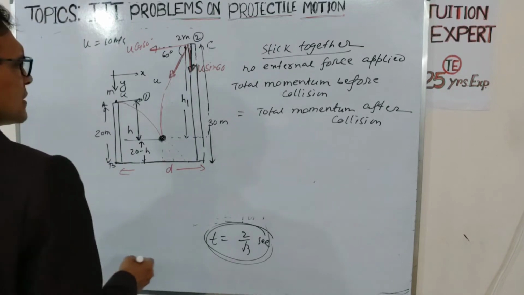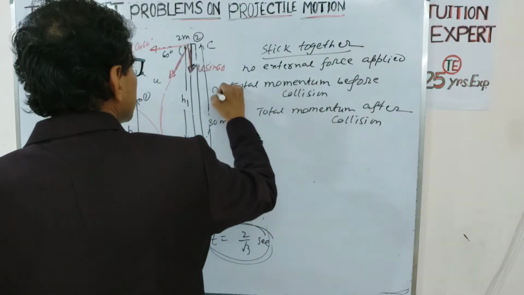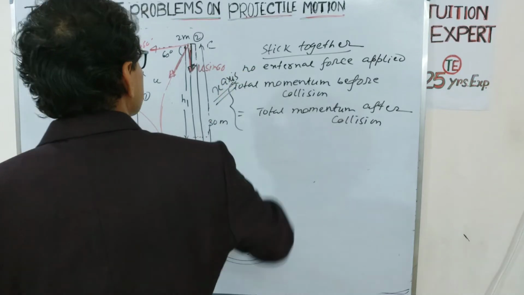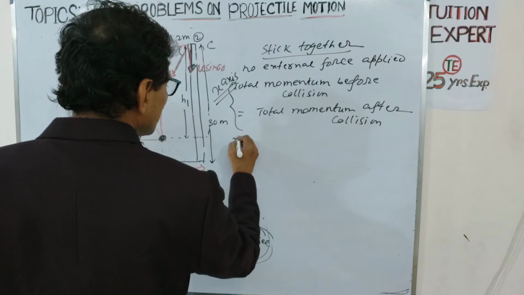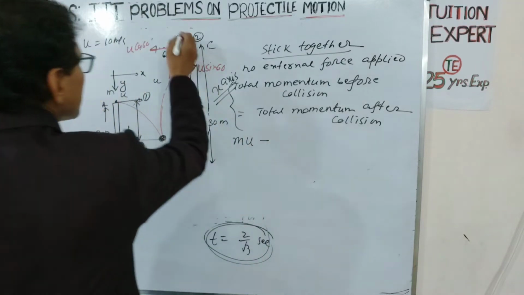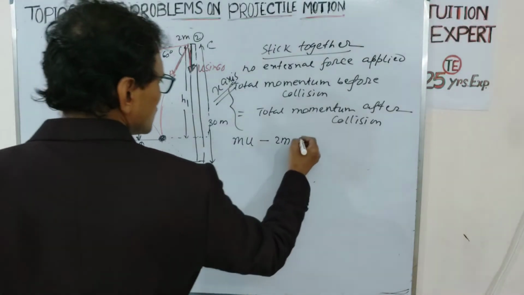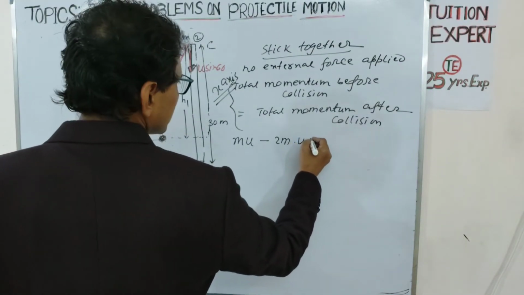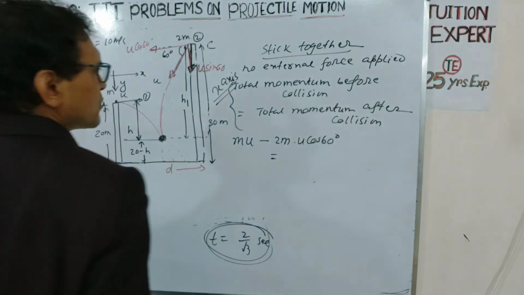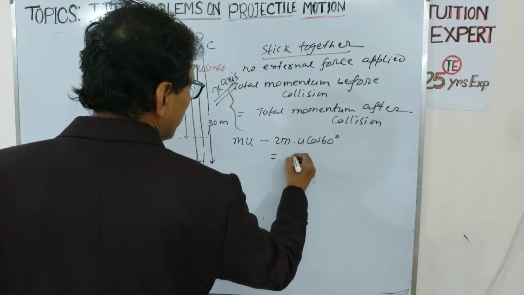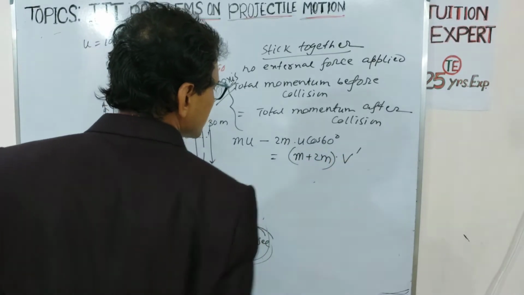So this momentum we should take along the x-axis. Now the momentum of particle 1 is m into u, and the momentum of this particle would be minus 2m into u cos 60 degrees. So the total momentum after collision, the two particles stick together, and we don't know the velocity after collision.